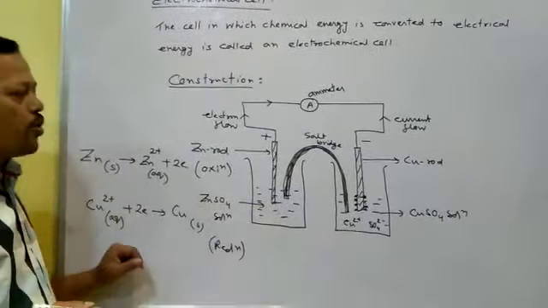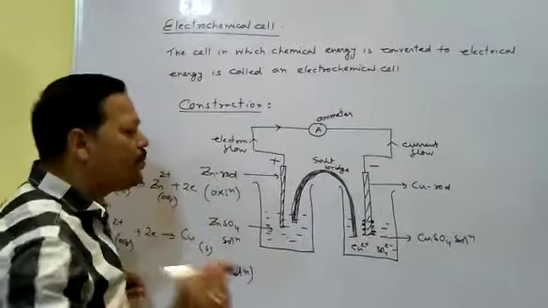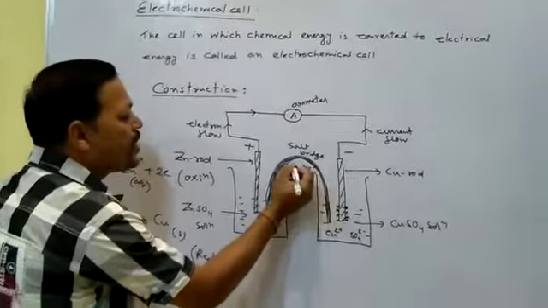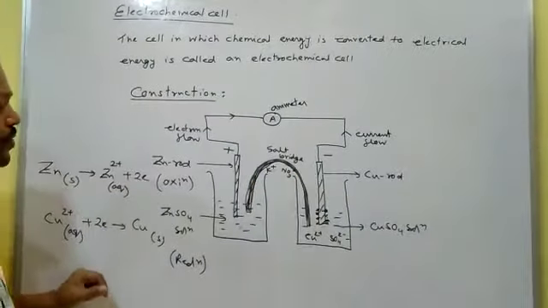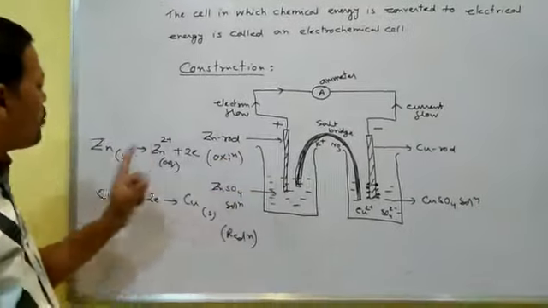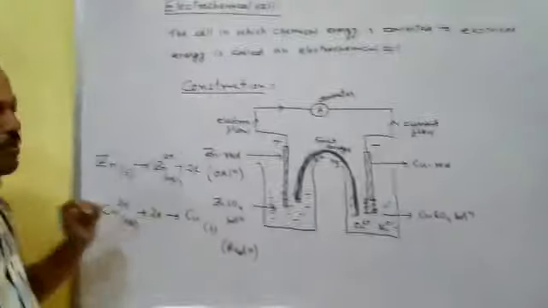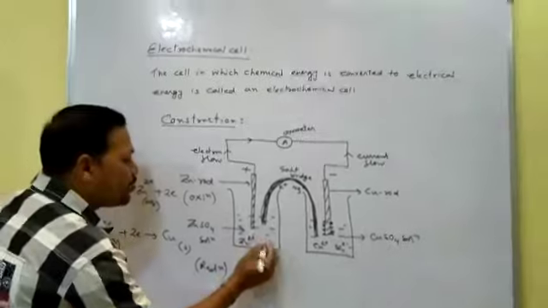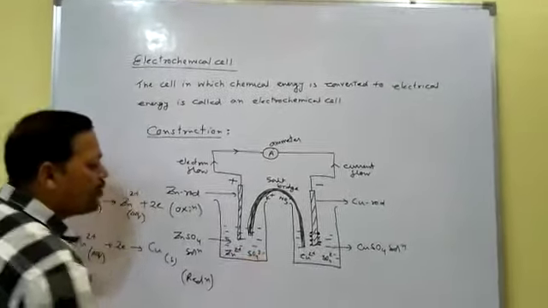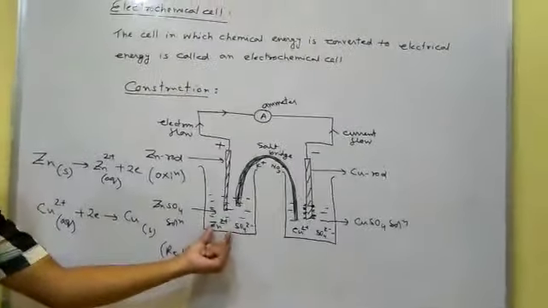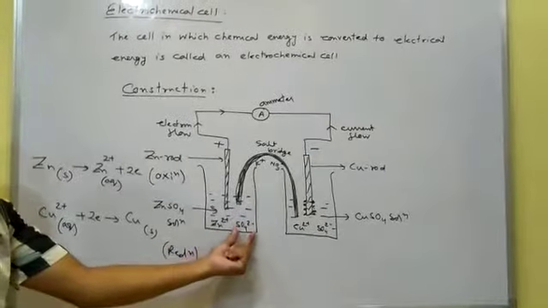Now, what is the function of the salt bridge? Since the filter paper is dipped in potassium nitrate solution, it contains some K+ ions and NO3- ions, I mean potassium ions and nitrate ions. Here the zinc rod goes into the solution. When the zinc rod goes into the solution, zinc is converted to Zn2+. This is the solution of zinc sulfate, it contains Zn2+ ions and SO4 2- ions. When the zinc rod dissolves in solution, the number of Zn2+ ions will go on increasing, but the sulfate ions remain the same.